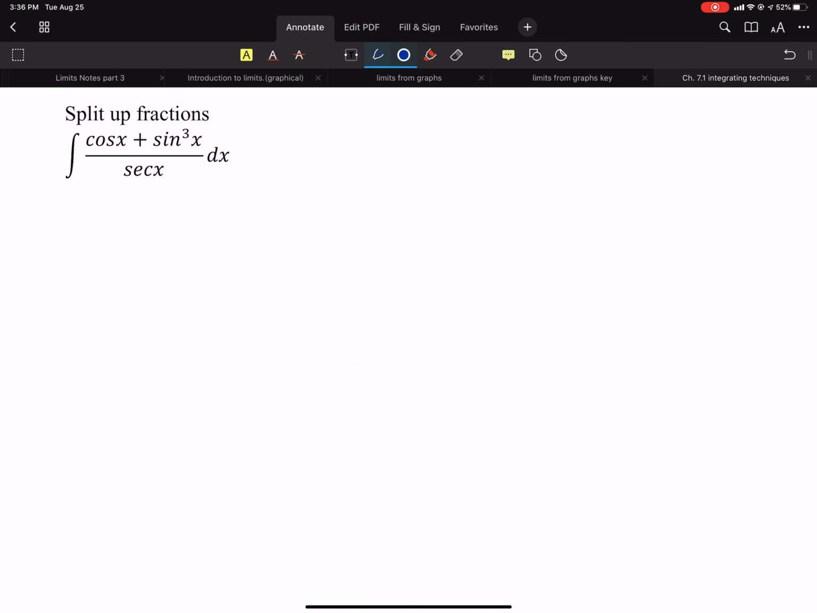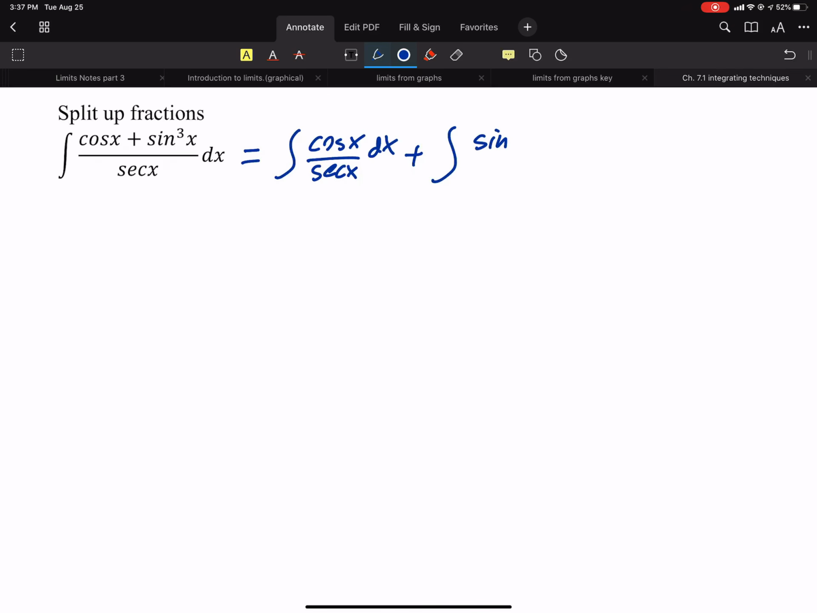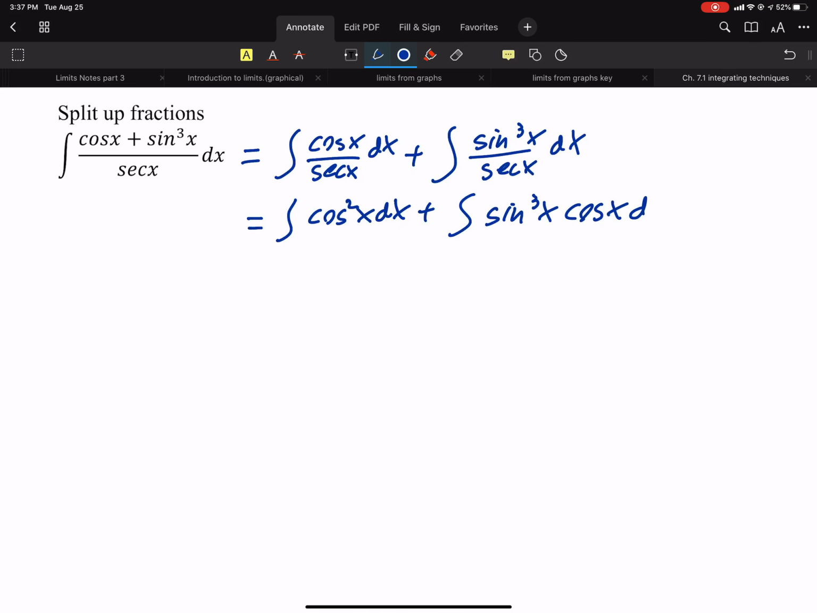All right, split up fractions. This one's going to be even crazier. So you should realize that we can split this up into 2 separate fractions. So we are going to do this: the integral of cos x over secant x dx plus the integral of sine cubed x over secant x dx. But what is secant? It's 1 over cosine. So this becomes cosine squared x dx. And this becomes sine cubed x cos x dx.